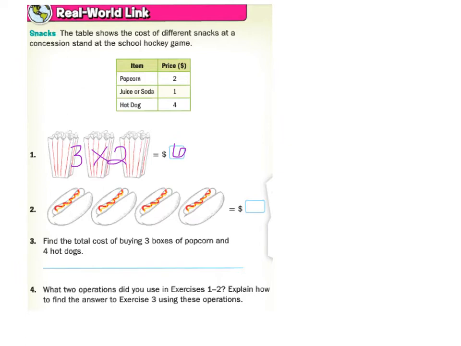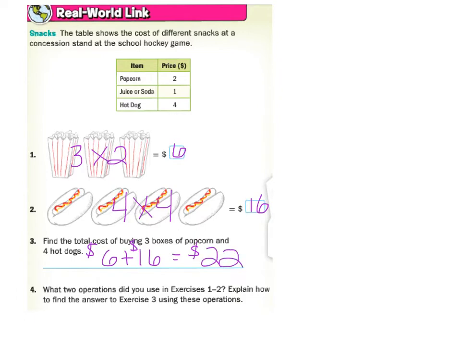Now they'd like me to find the price of 4 hot dogs. Each hot dog is $4, and there are 4 of them, so I'm going to take 4 times 4 and get $16. So what is the total cost of buying 3 boxes of popcorn and 4 hot dogs? I take my $6 and add it to the $16 and see that I've spent a total of $22.